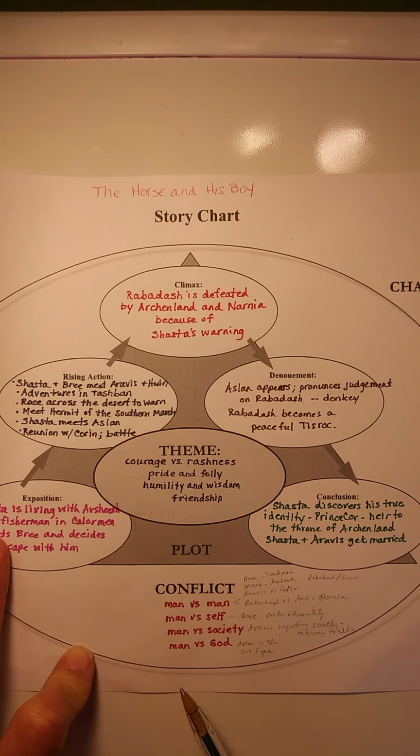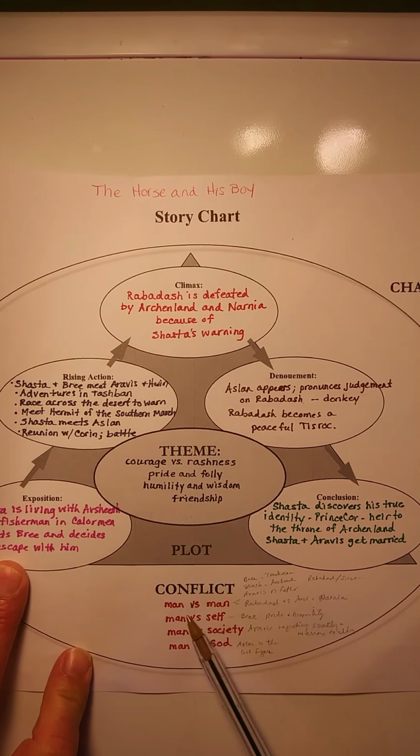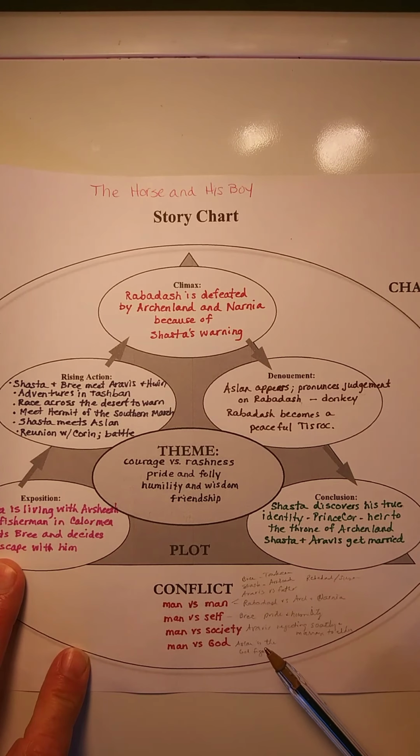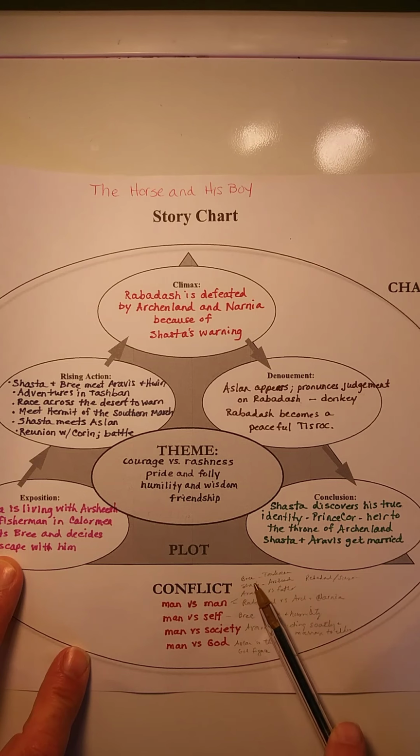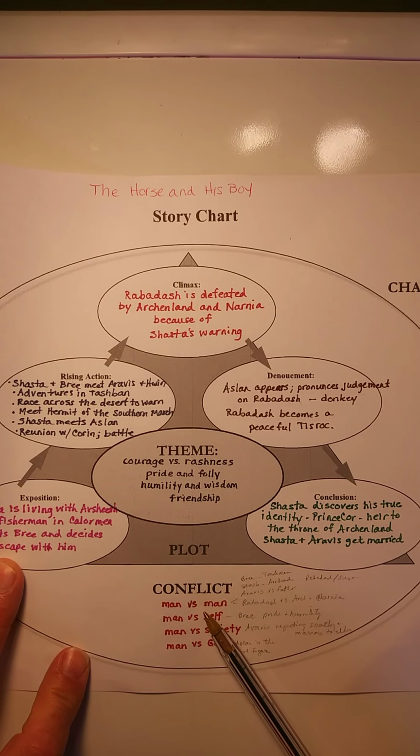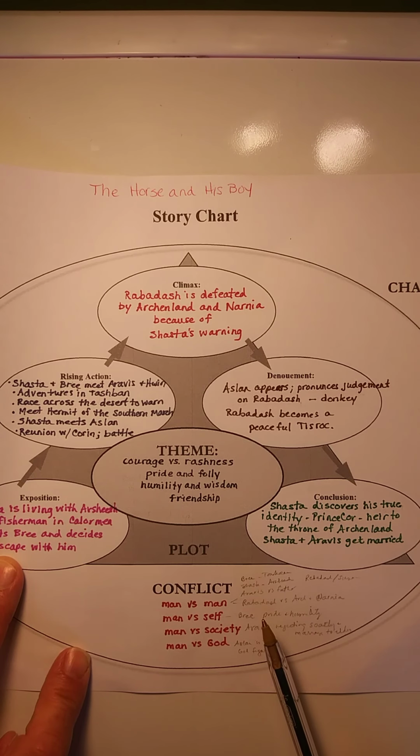Man versus man. And we see man versus man with several of the characters' relationships. We see it with Bree and the Tarkaan in the very beginning, because Bree, the talking horse, wants to escape and get back to Narnia. We see it between Shasta and Arsheesh, because Shasta is a slave pretty much to Arsheesh and he wants to get away. We see it between Aravis and her father, because she does not want to marry the old man that her father has chosen for her.